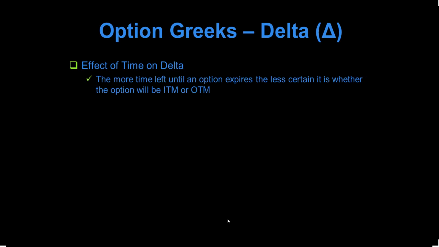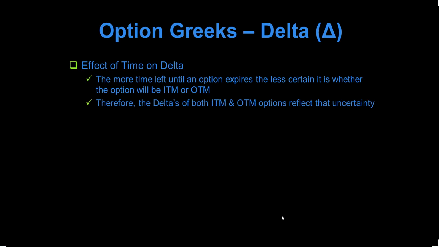A lot of people don't realize this, but time affects delta. The more time left until an option expires, the less certain whether it's going to be in the money or out of the money. That's reflected in the delta that I just talked about. In the money options' delta increases as expiration approaches. Well, that's what I just said.